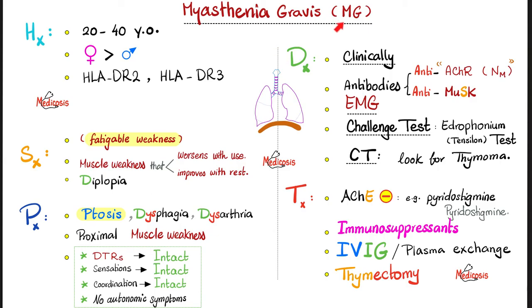How can I diagnose myasthenia clinically? Look for serum antibodies. EMG is the most sensitive. Challenge tests like edrophonium or the ice pack test. CT scan to look for thymoma.